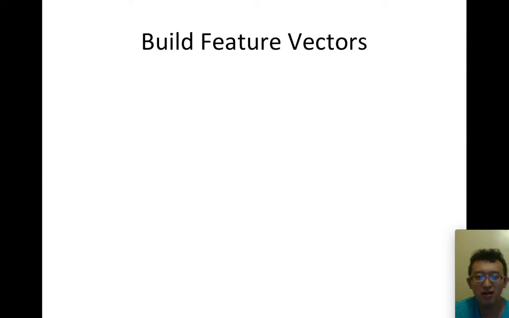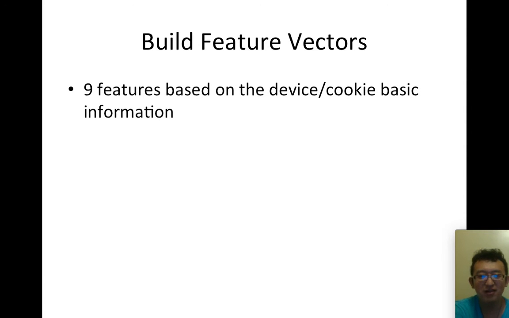Okay, so first, about building feature vectors. We are given this device and cookie basic information table. There are some features given to describe each device and each cookie. Basically, there are three numerical features and three categorical features for a device or a cookie. We don't know the meaning, so they are anonymous features.